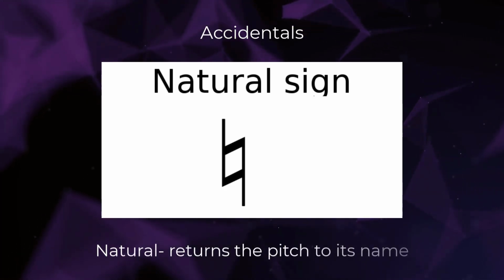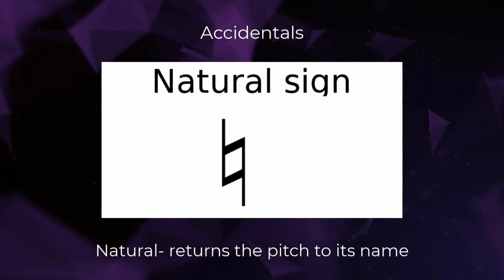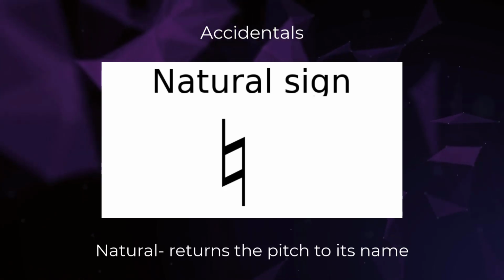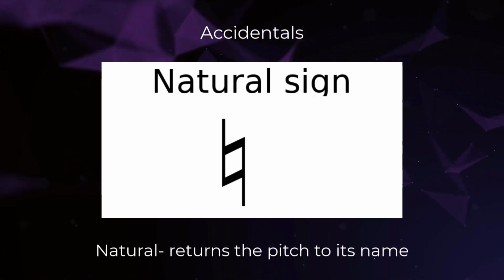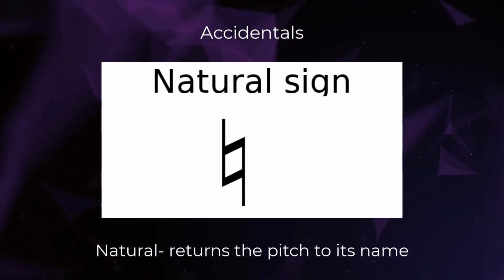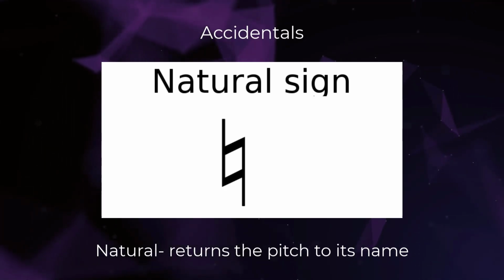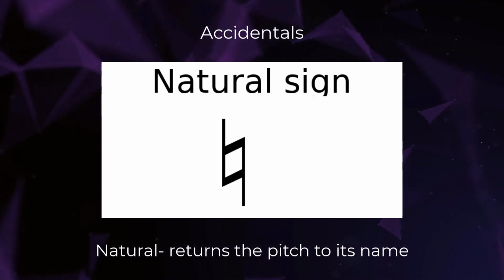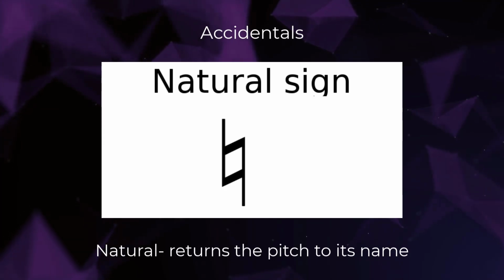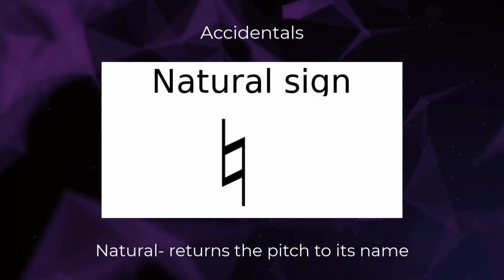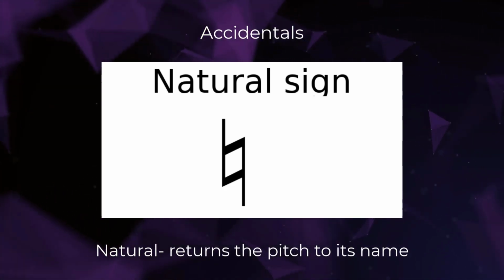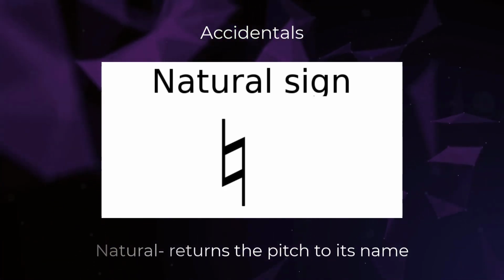A natural returns the pitch to its original name. So, if we are starting with an A flat, a natural sign raises the pitch a half step to A natural. Likewise, if we start with an A sharp, a natural lowers the pitch by a half step, also to A natural.